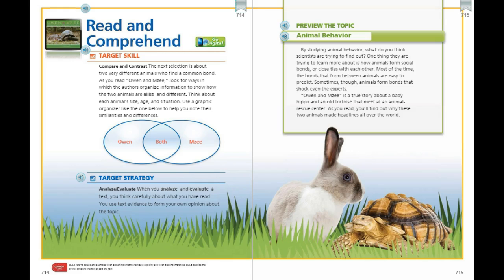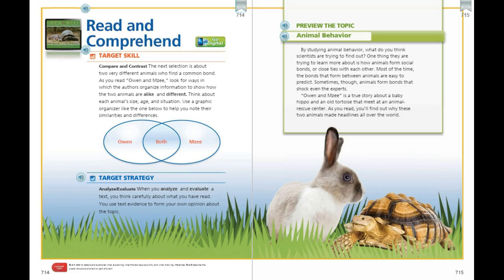Compare and contrast. The next selection is about two very different animals who find a common bond. As you read Owen and Mazzei, look for ways in which the authors organize information to show how the two animals are alike and different. You've got to think about each animal's size, age, and situation. And you can use a graphic organizer like the one below, which is called a Venn diagram, to help you note their similarities and differences.